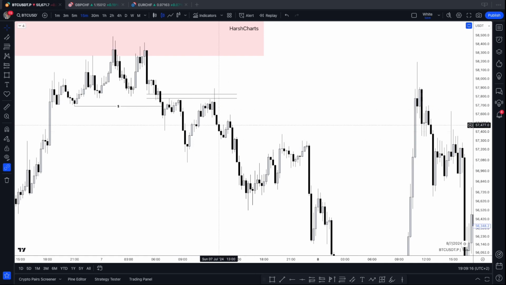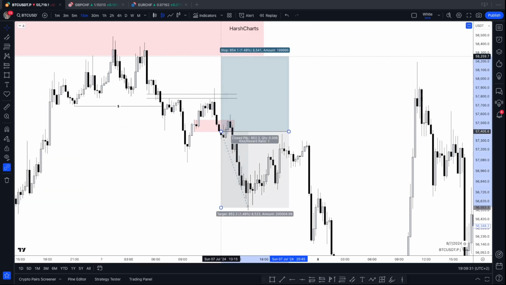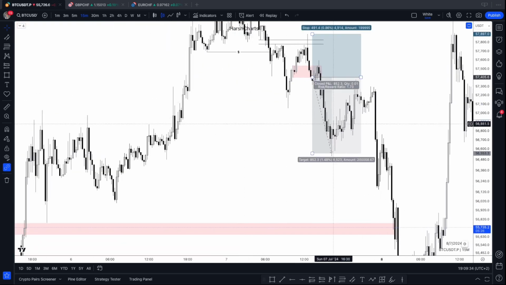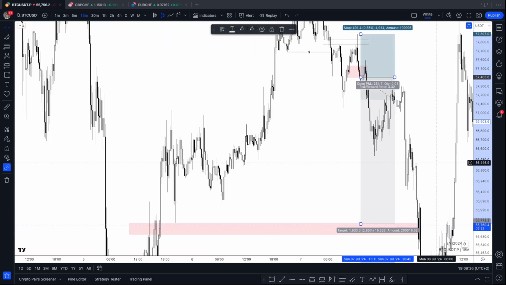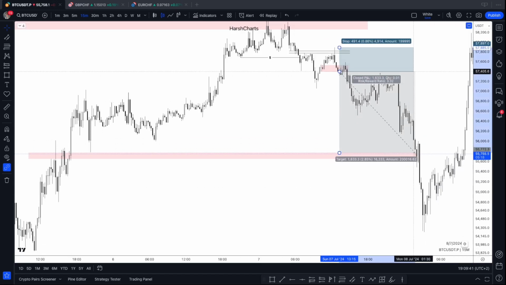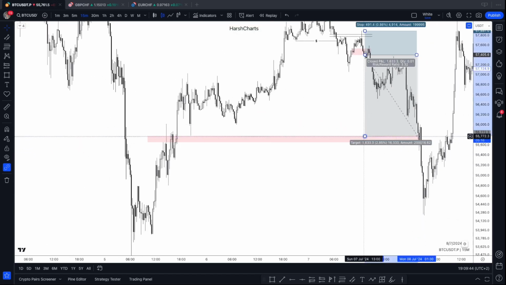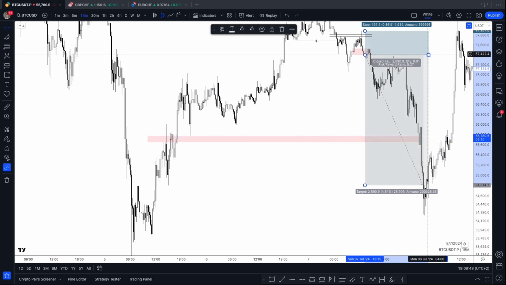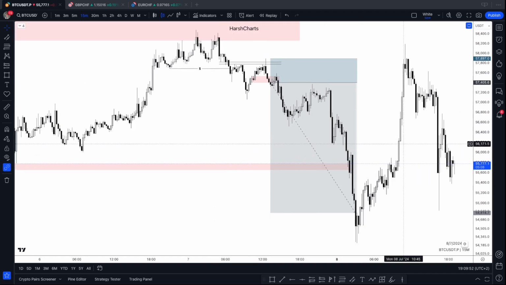Now once we have a rejection from here, this is basically your demand zone, which is breaking down. So now it's your breaker. I entered here and put my stop loss here. Now I will target this first target. This was my first target. And I've seen that I have this liquidity as well, which I can target. So this was my second target. Overall, this was a pretty decent trade.